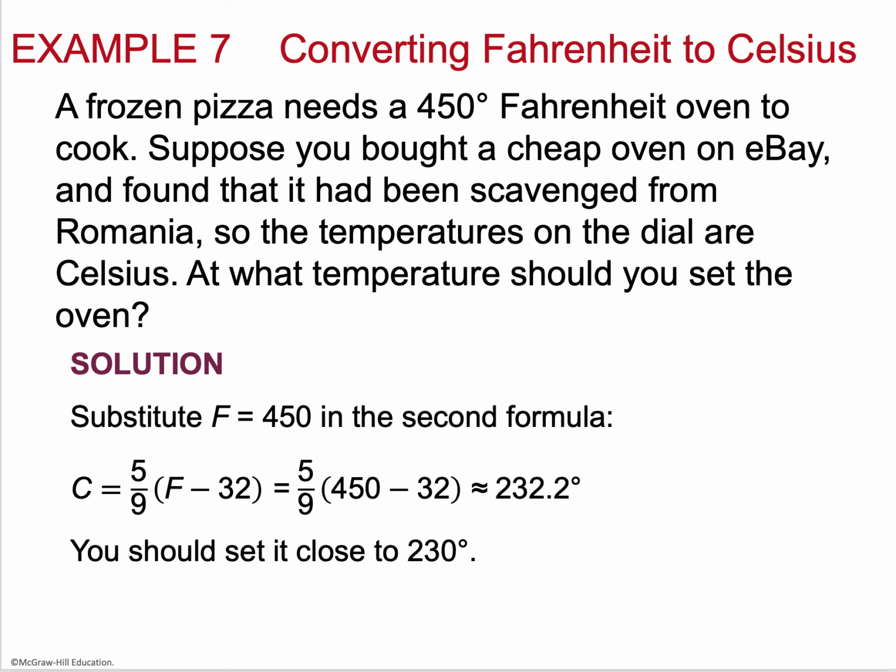In this example, a frozen pizza has to get to 450 Fahrenheit to cook, so this is what you preheat the oven to. Let's say I buy a cheap oven on eBay and it came from Romania, so now it actually measures things in Celsius. So I need to convert 450 degrees Fahrenheit into a temperature in Celsius so that I can then say what I would set my oven to. I'm going to take 450, subtract 32, and then multiply by 5/9, which gives me 232.2 degrees Celsius. So I need to set it to something around there, probably around 230 degrees Celsius.